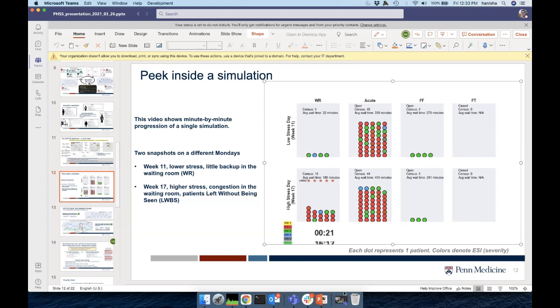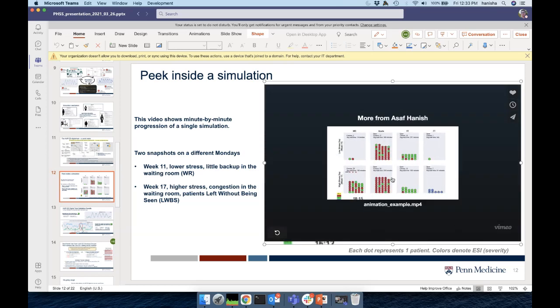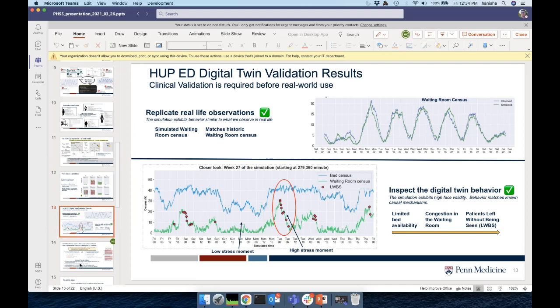And so yeah, week 17, by the end of it, looks like 5 left without being seen as we're approaching 2 a.m. on the next day. Just seeing those patients really pile up in the waiting room and then start leaving is a real stressor. Okay. Let me jump back into presenter mode here.